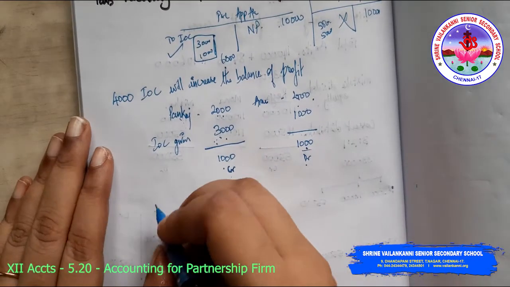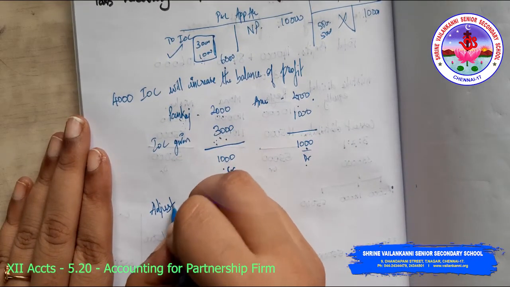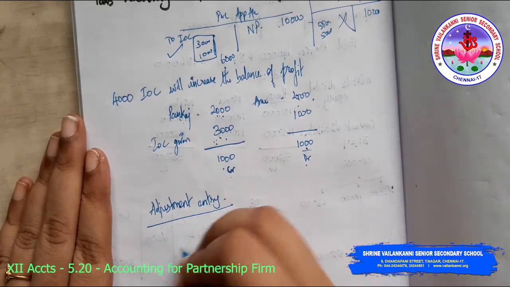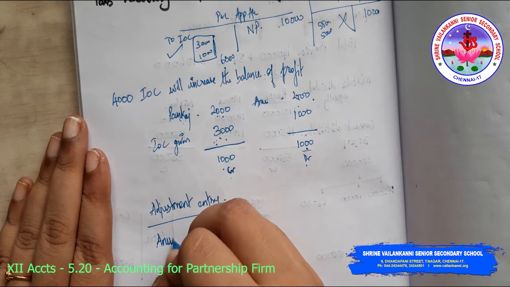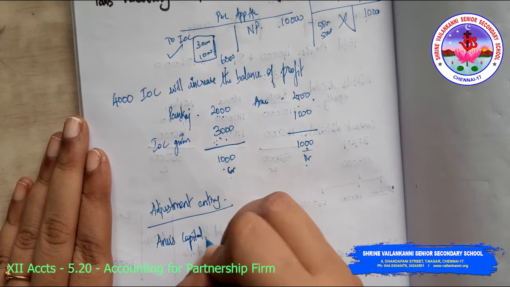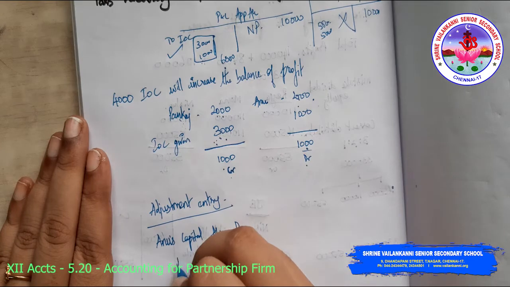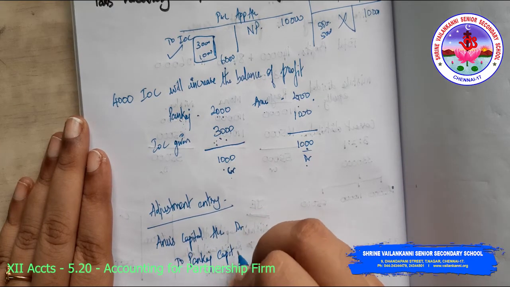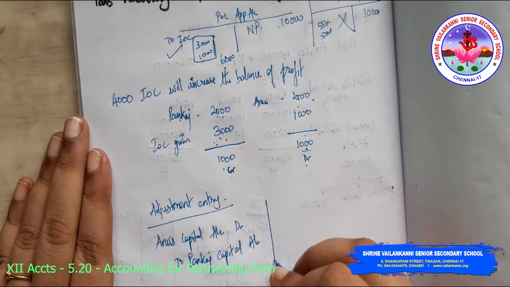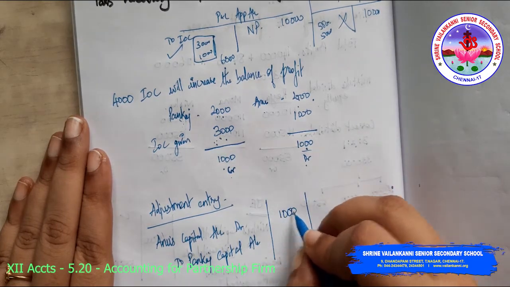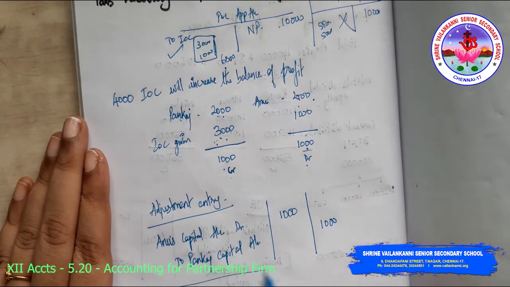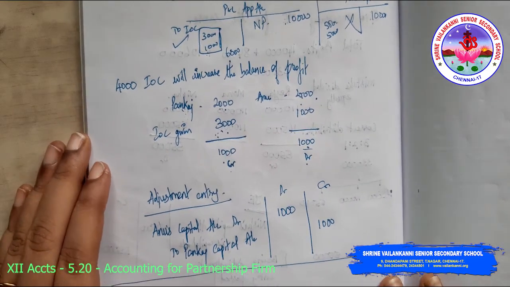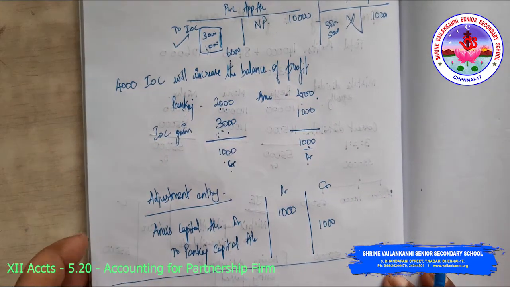So in the journal entry, in the adjustment entry, Anu's capital account debit to Pankaj capital account. So I'm just writing 1000 here and 1000 here. That's it. Okay, so this is the entry that we are supposed to write.